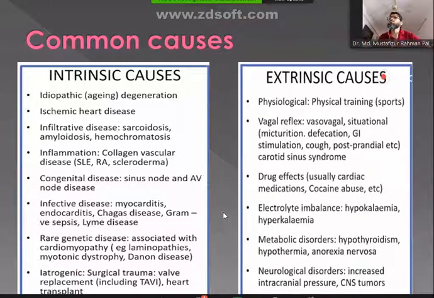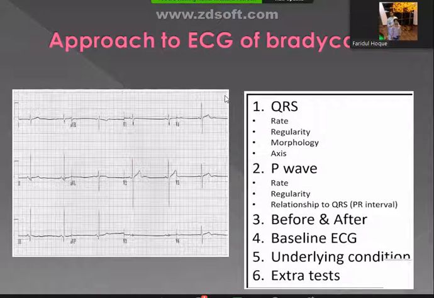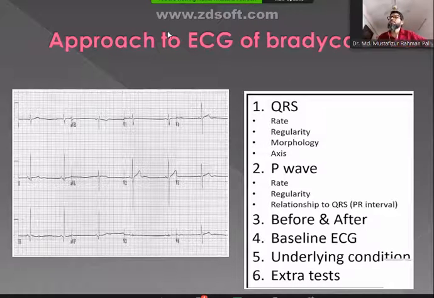It is common understanding. So how do we approach the ECG of bradycardia, how do we diagnose bradyarrhythmia by an ECG? First of all, we have to see the QRS rate and rhythm, the morphology, and also the axis. These are the initial steps, and then we go for the P wave. What is the rate of the P wave, the P wave morphology, P wave regularity, and the relationship with the QRS. It is very important, that is the PR interval. Later on, you will see that the PR interval can help make a lot of diagnoses.